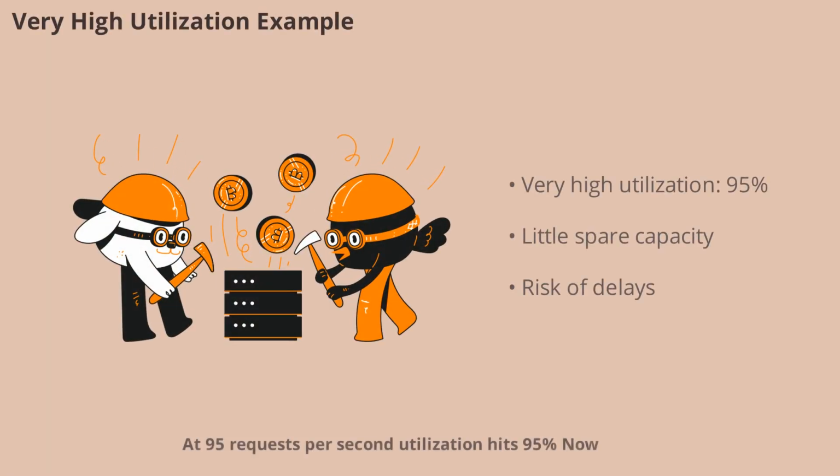At 95 requests per second, utilization hits 95%. Now, there's very little spare capacity. Even a slow database query or a brief spike in traffic can cause new requests to wait in the queue. Latency starts to rise, and the risk of timeouts increases. This is a risky zone for production systems, and engineers try to avoid staying here for long periods.